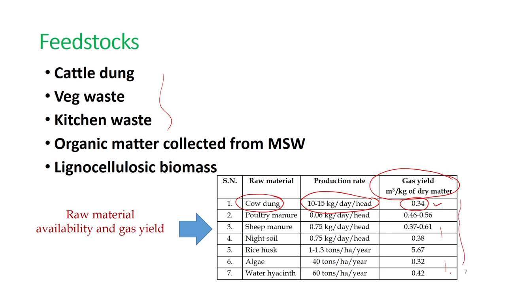These values will be required while solving numerical problems. Suppose, for example, we use cow dung, so we must know how much amount one cow can provide and what is the gas potential. So these values are required while designing a biogas plant.